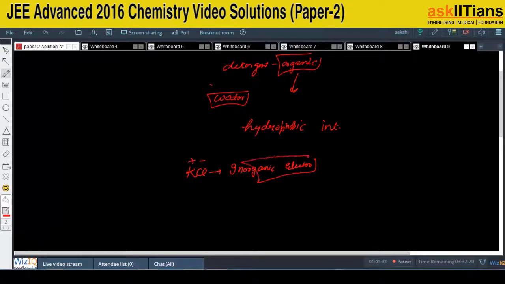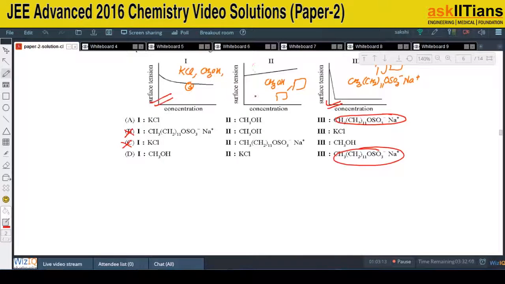So now if you are adding an inorganic electrolyte to water, you can again say that the intermolecular forces of attraction will increase and hence the surface tension will increase. So KCl will be something like this, and let's say the other one left out will be CH3OH, which is again organic, and hence it will be showing a decrease in the surface tension. So I'll say not A but D will be the correct option for this particular question.